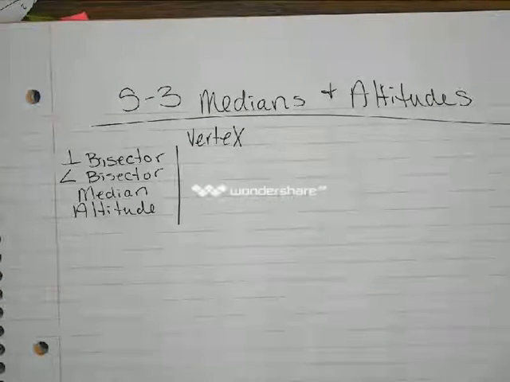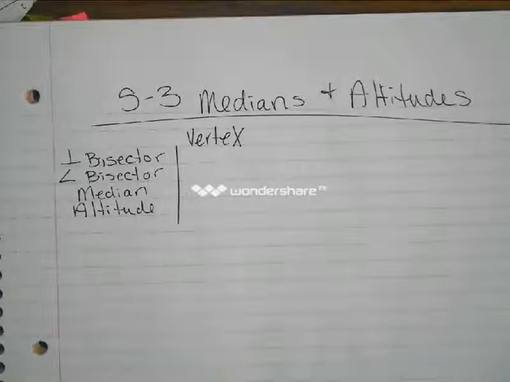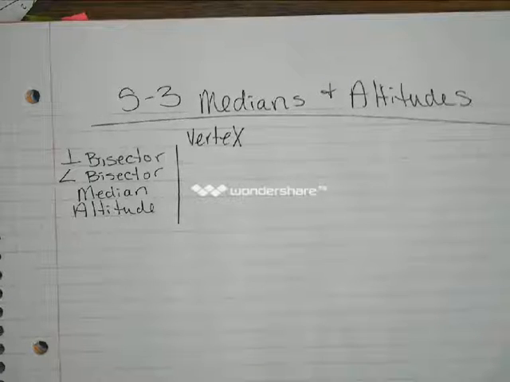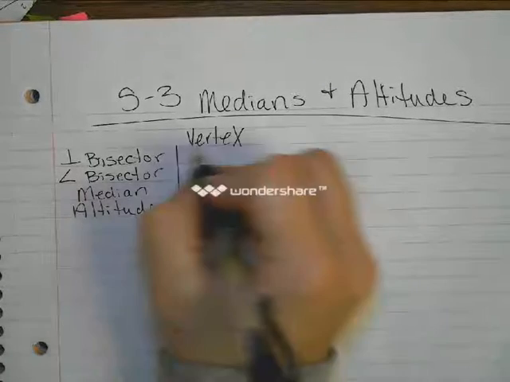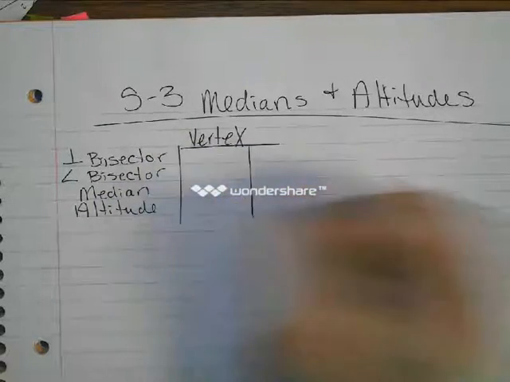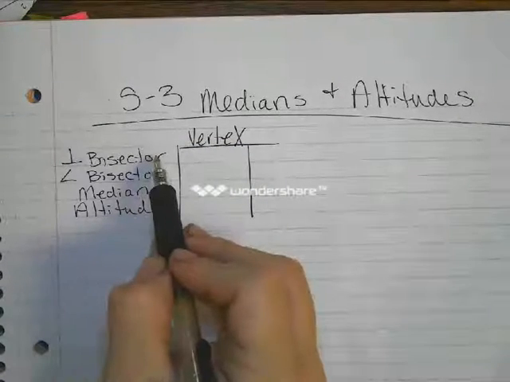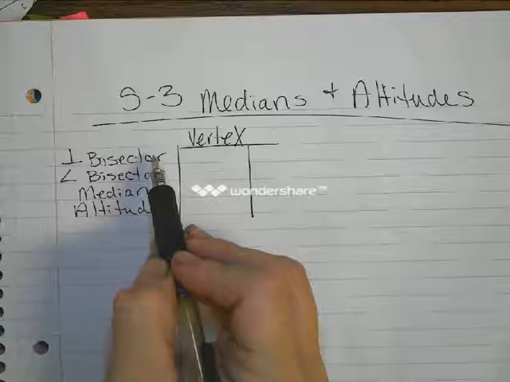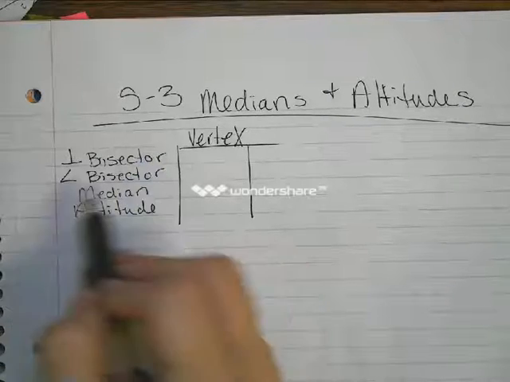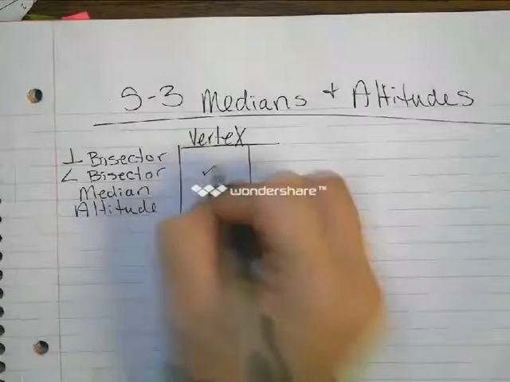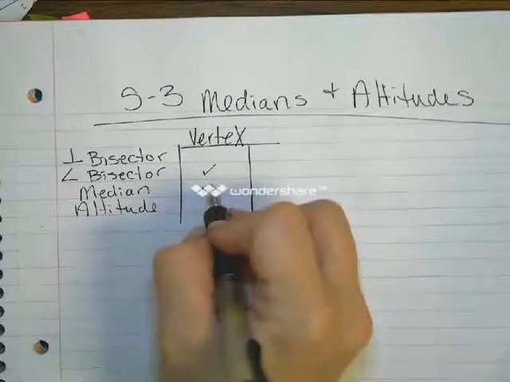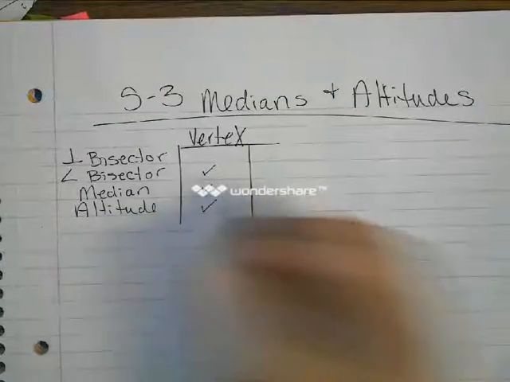Does it go through a vertex? Does it go through a midpoint? Is it perpendicular? Okay? Because that'll help you narrow down the definition. So we're going to do vertex. Does the perpendicular bisector go through the vertex? If you're not sure, go back and look at your flip chart. It does not. The angle bisector, yes it does. Median, yes it does go through a vertex. Altitude, yes it does go through a vertex.